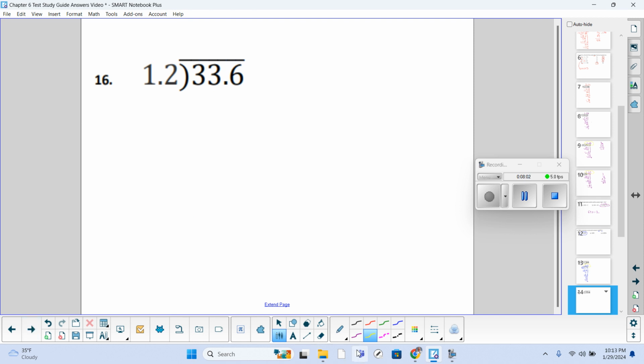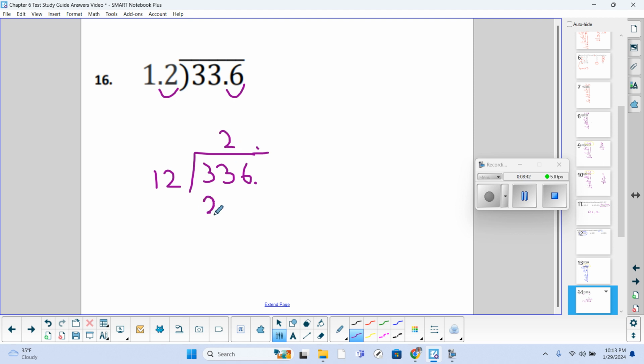Number 16, how many times does 1.2 go into 33.6? So I need to move this 1 decimal over, and I need to move that 1 decimal over. So this is really the same as how many times does 12 go into 336. Alright, and if I need a decimal point, it's going to go right there. Alright, let's see. 12 doesn't go into 3, but 12 goes into 33 how many times? Well, 3 is too much because that would be 36. So 12 goes into 33 2 times.